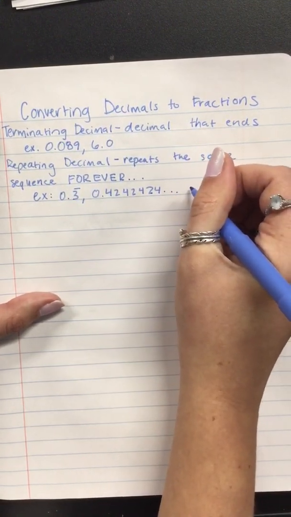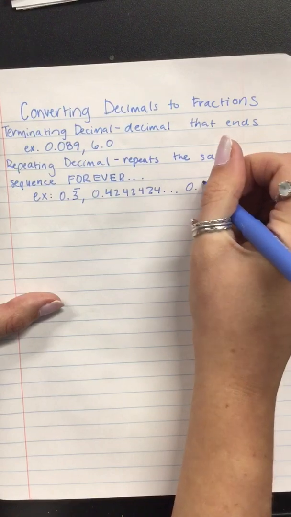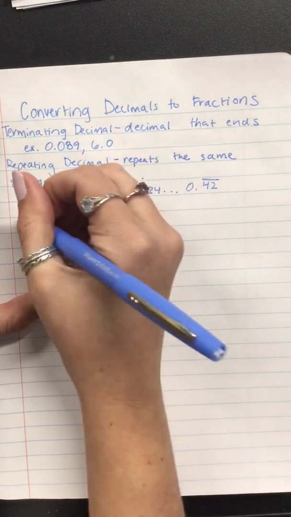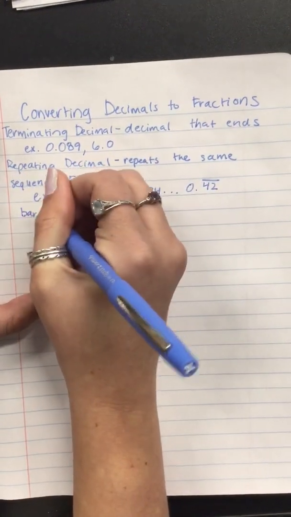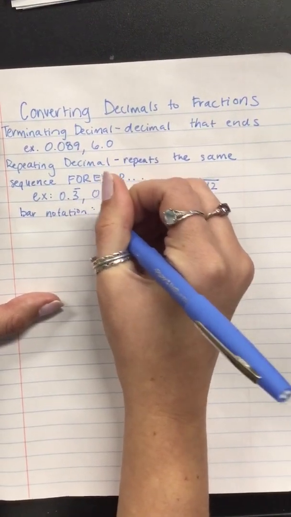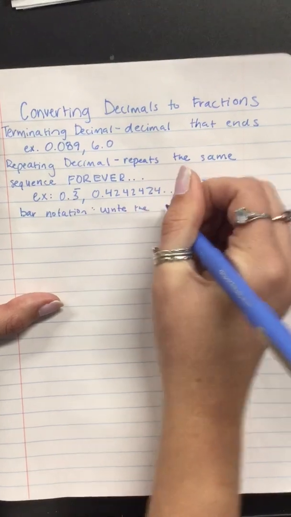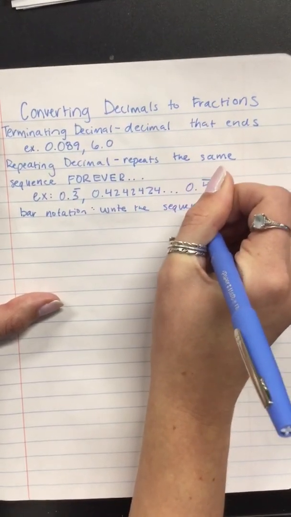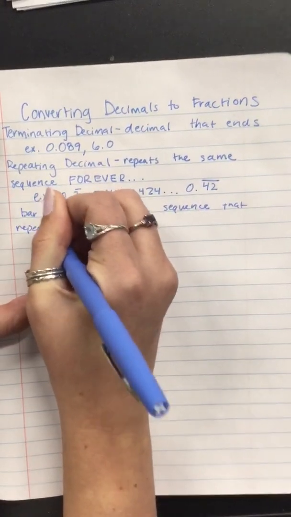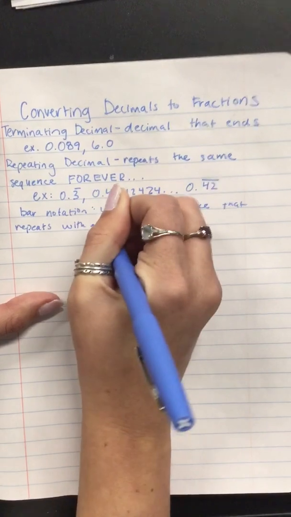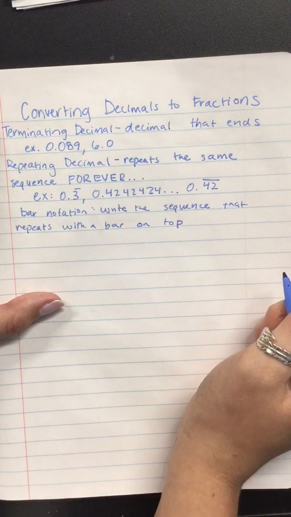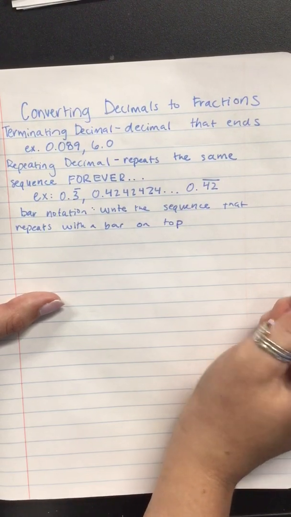And we would write that with our bar notation. So we put that bar over the two numbers that are repeating. So we'll go ahead and put that in our notes as well, that bar notation. So you write the sequence that repeats with a bar on top. So basically that sequence is just the two numbers that repeat. We take those numbers and we put the line over them.